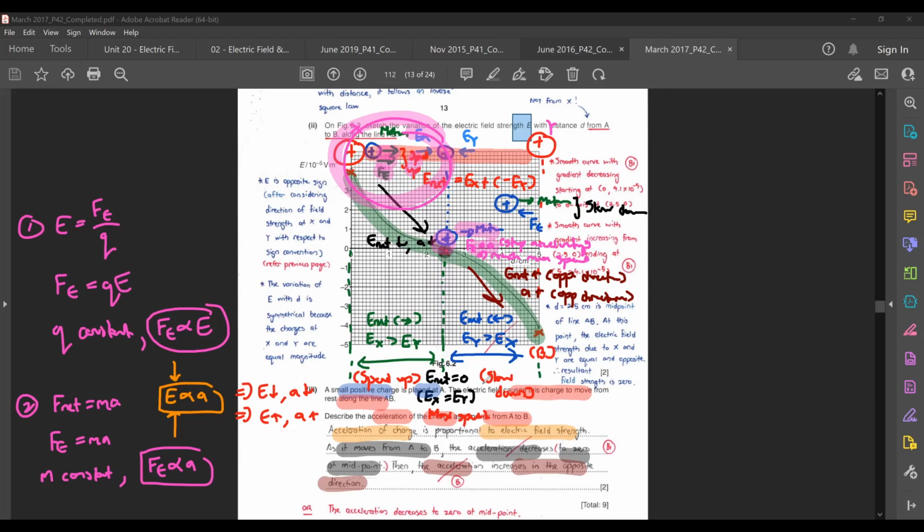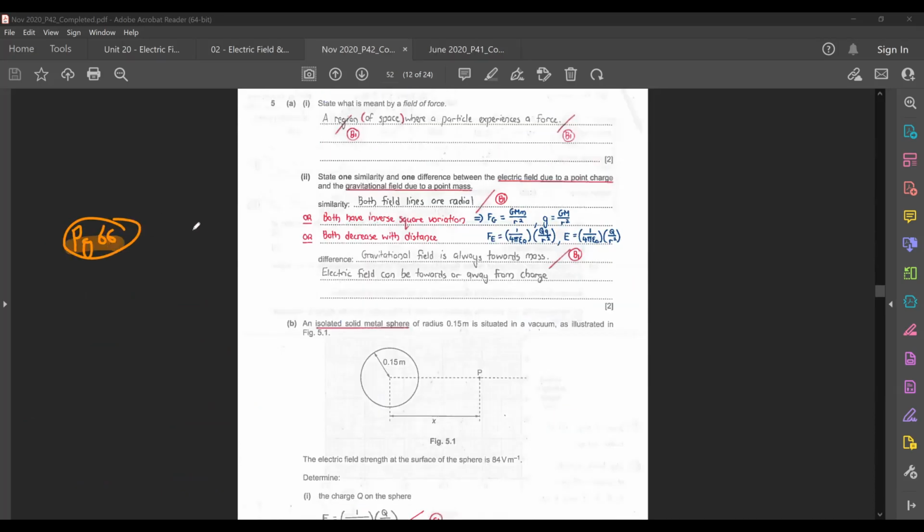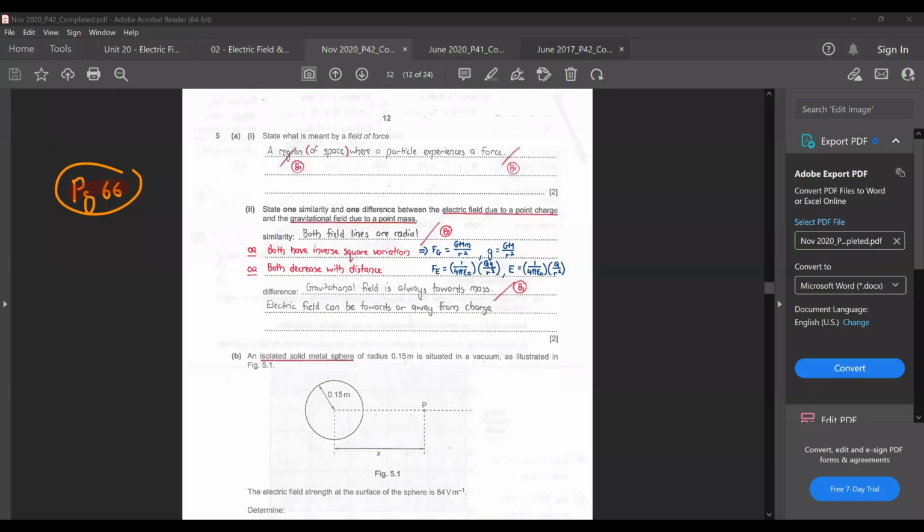Okay. Now, if you just look at page 66 of your worksheet, under page 66, you have a question asking you what is meant by a field of force, the lesson. You can just say that a field of force is a region where a particle experiences a force, okay? In my answer here, I say it's a region of space where a particle experiences a force. You don't really need to write the phrase "of space" here.